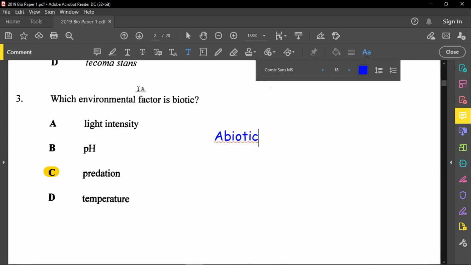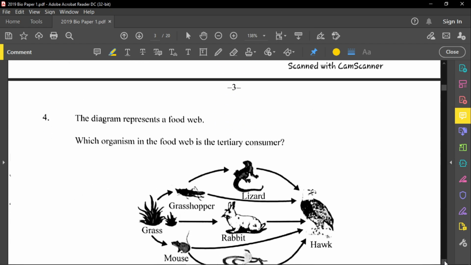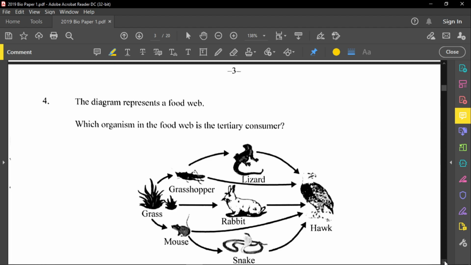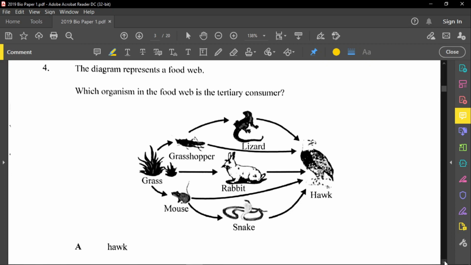All right, so let's go to the other question, number 4. Question number 4 now reads that the diagram represents a food web. It says which organism in the food web is the tertiary consumer? Let's check first. The plant is a producer, so we have the producer here, which is a plant. Let's start here. The grasshopper is the primary consumer. The lizard is the secondary. And then the hawk will be tertiary in this case.